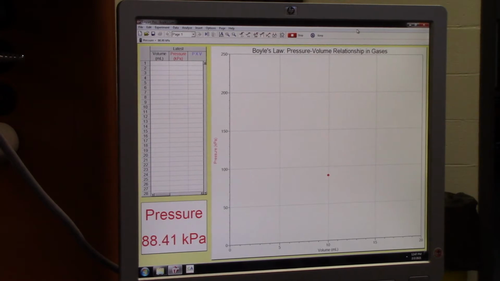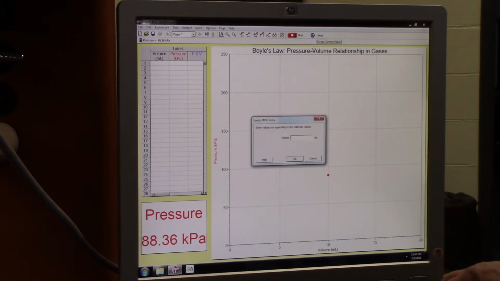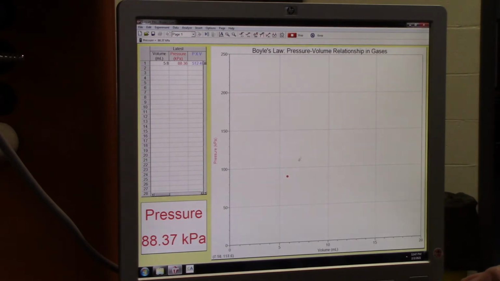And so I want to record that first. The way to do that is hit keep. And it'll ask me the volume that's inside this syringe. Now, it says 5.0 mils, but we have to put in 0.8 because that's how much is inside the tube. So we have to include that as well. So we're going to put in 5.8 mils. The units are already taken care of. And it plots that first point in the appropriate place.